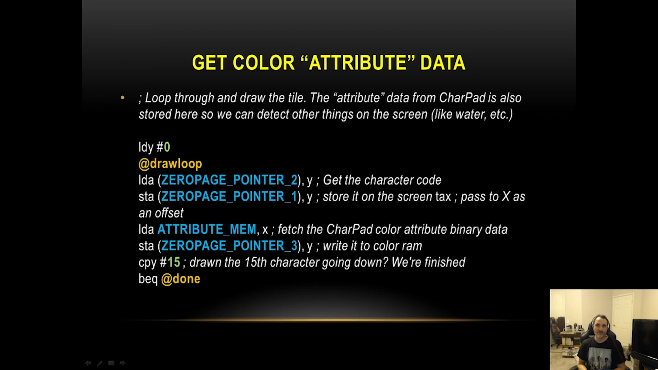Get color attribute data. Loop through and draw the tile. The attribute data from CharPad is also stored here so we can detect other things on the screen like water and so on. So you can use this to detect if you bump into something. And down here you see where it says 15. That means it draws 15 down the screen.